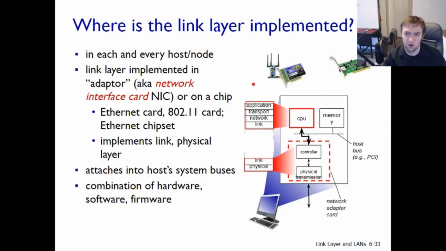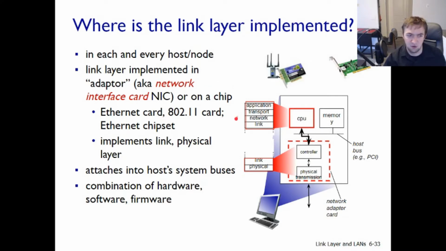So where does the link layer actually exist? Where is it implemented? Every host and node has an implementation of the link layer, usually in an adapter. Way back when, you would need to get an Ethernet card, a network interface card that has everything you need to connect to the internet. Nowadays, most of that is built into your motherboard, so it's probably on a chip right now if you're watching this on a PC or on a laptop.